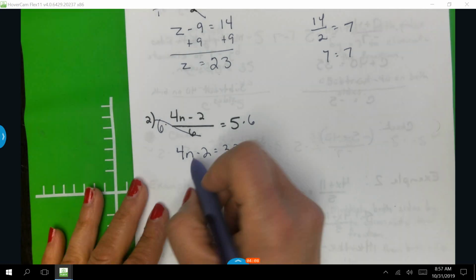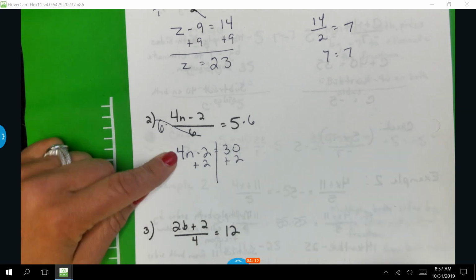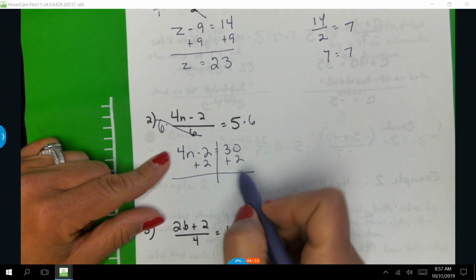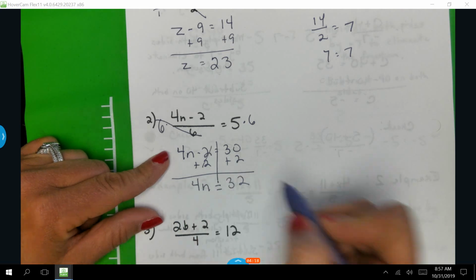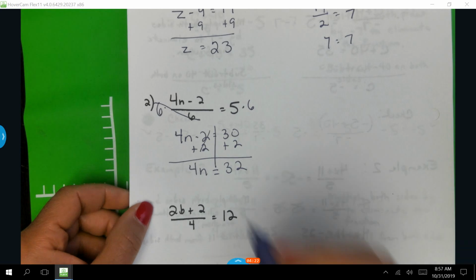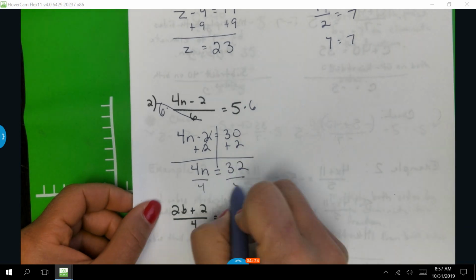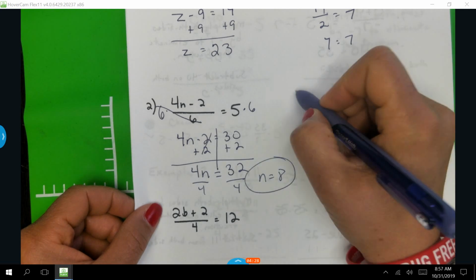You add 2 to both sides. Remember, whatever you do on the one side, you do on the other. You can't touch the variable term until the end. So that cancels. You bring down your 4n equals 32. Now what do we do? Divide by 4. So n equals 8.